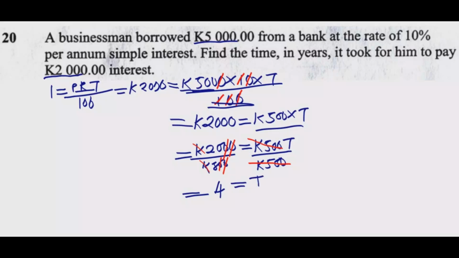So the question is, find the time in years it took for him to pay 2,000 kwacha interest. It took him 4 years. So 4 years is the time which was taken for him to pay 2,000 kwacha as interest.